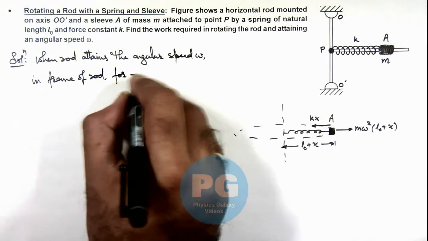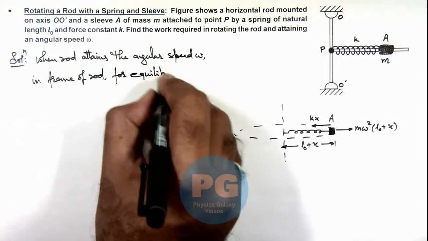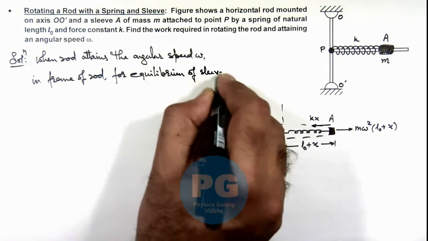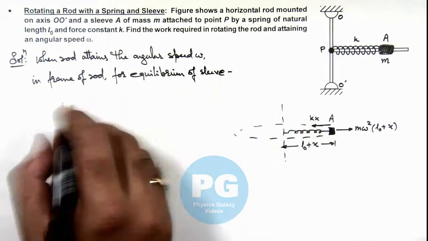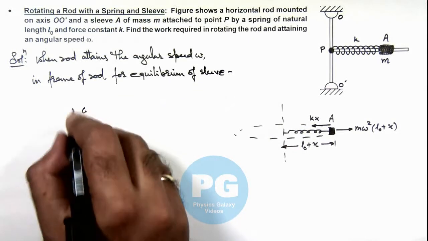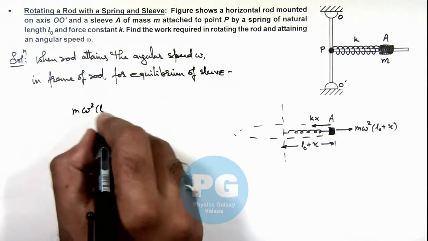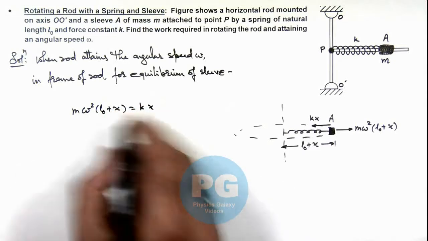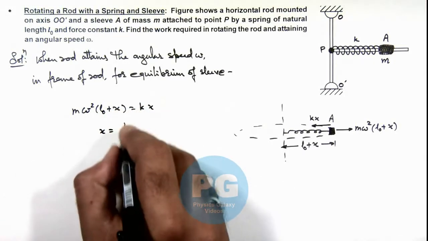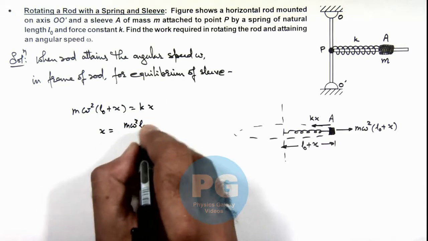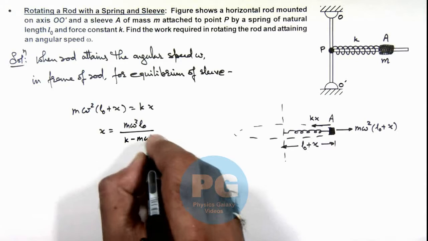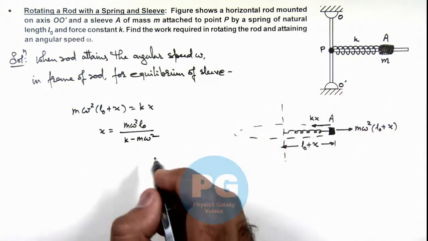We can write for equilibrium of a sleeve, we can use m omega square L0 plus x should be balanced by kx. So on simplifying, we are getting the value of x as m omega square L0 by k minus m omega square. That is the elongation in a spring we are getting.